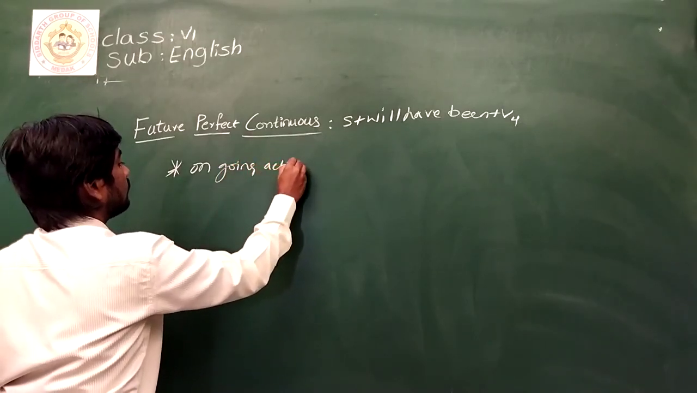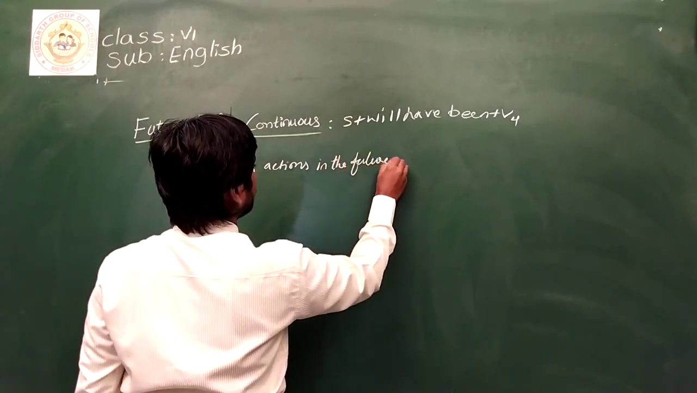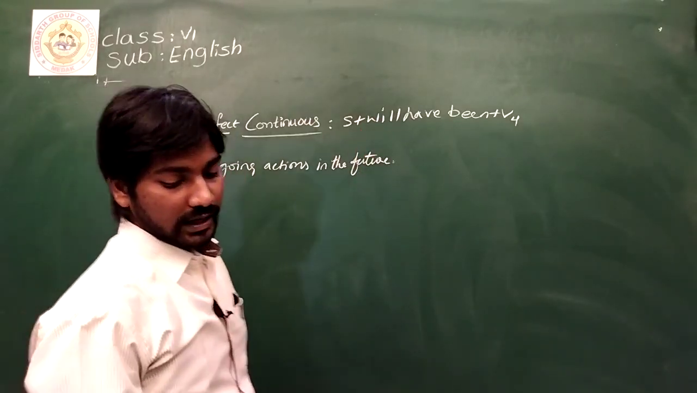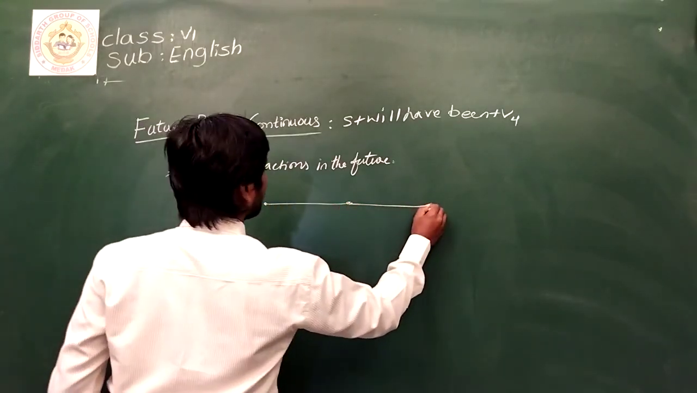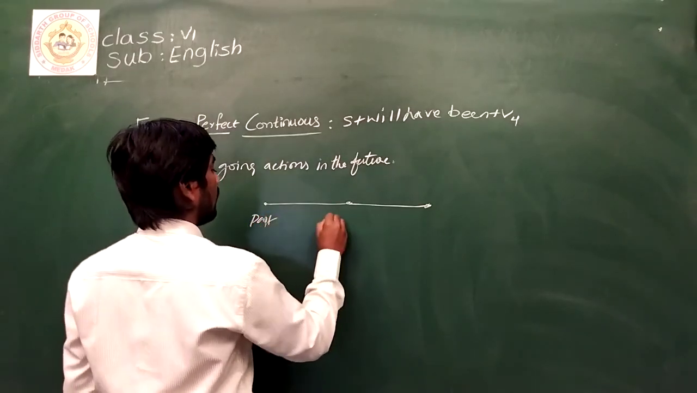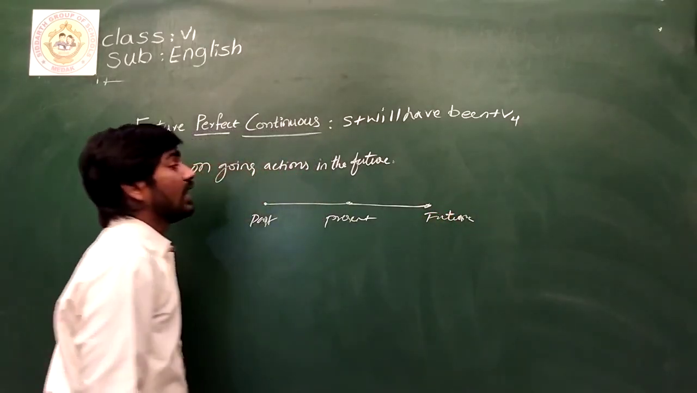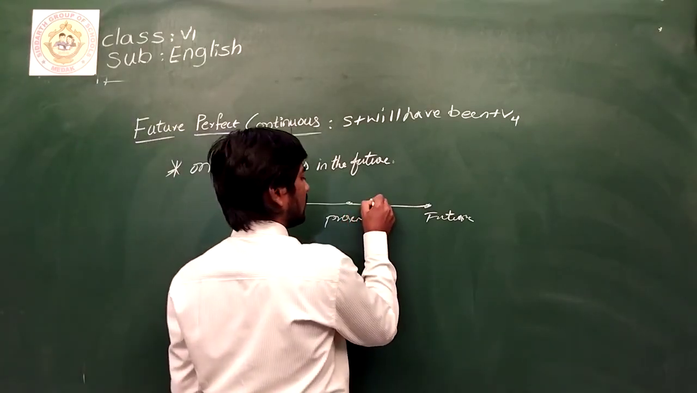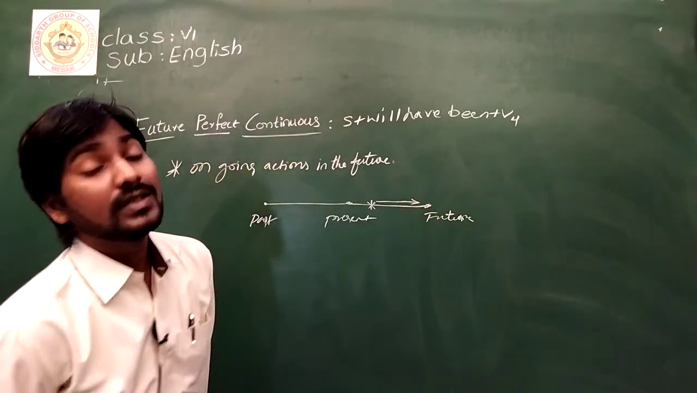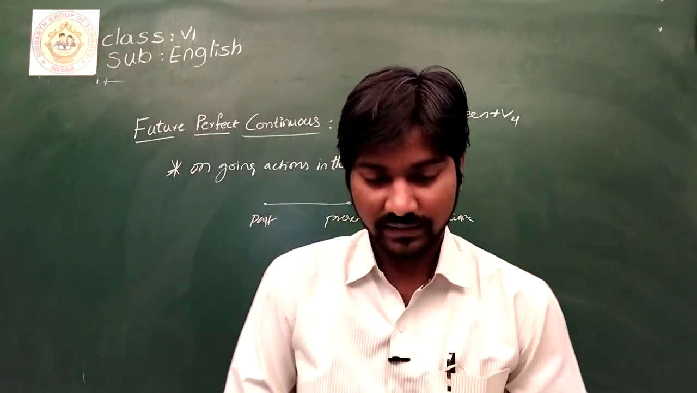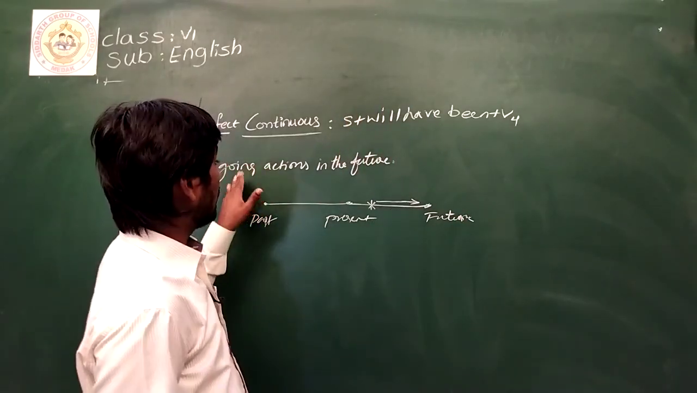Ongoing actions in the future. Let me draw a timeline. Past, present, and this will be the future. Ongoing actions in the future. So here it started and it keeps going on. That is called future perfect continuous tense. It will start in the future and it goes on. Ongoing action in the future.